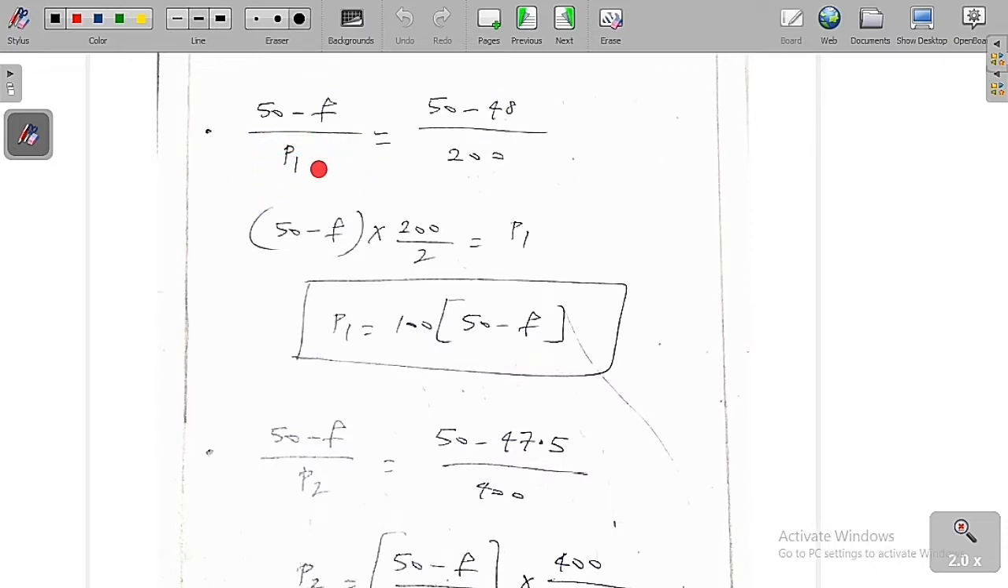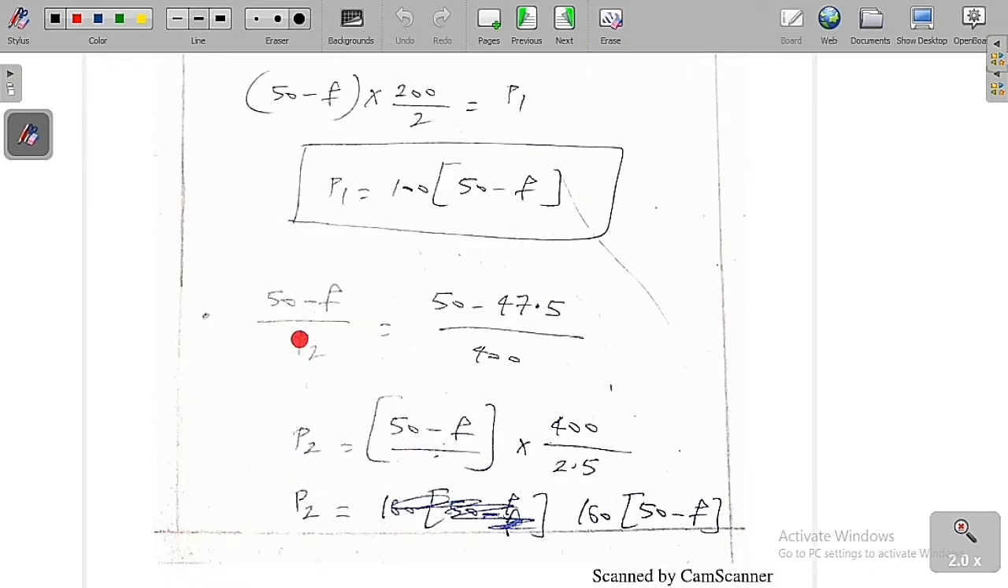I have already told you one important equation for generator 1: (50 minus F) by P1 is equal to (50 minus 48) by 200. If you solve this equation, we get P1 is equal to 100 into (50 minus F). Similarly, for generator G2, I have already told you (50 minus F) by P2 is equal to (50 minus 47.5) by 400. If you solve this, we get P2 is equal to (50 minus F) into 400 by 2.5, which is 160 into (50 minus F).